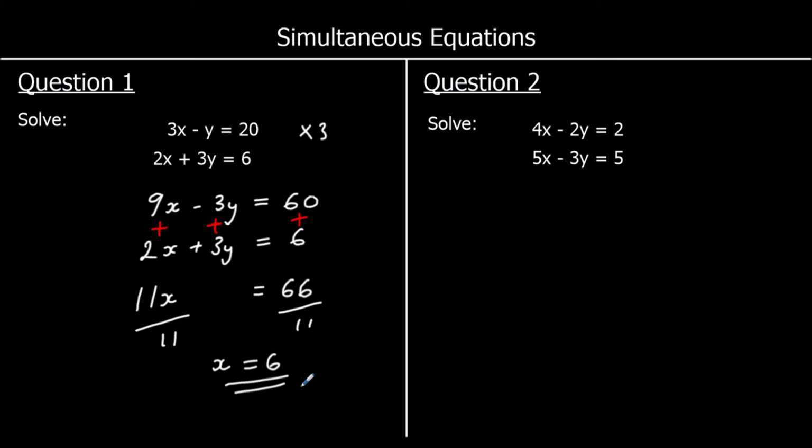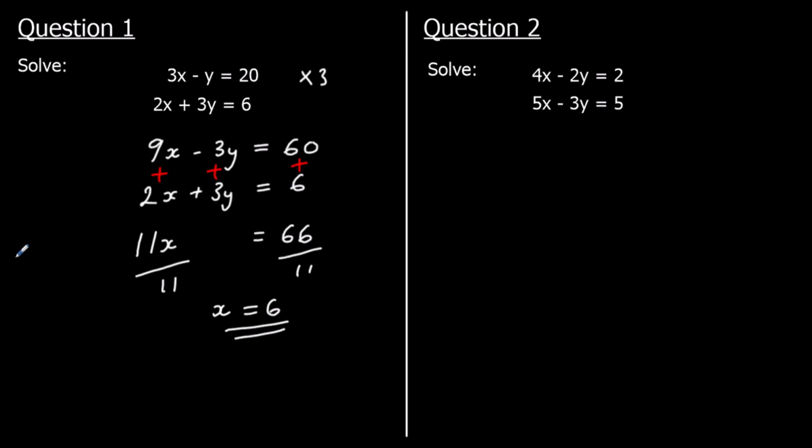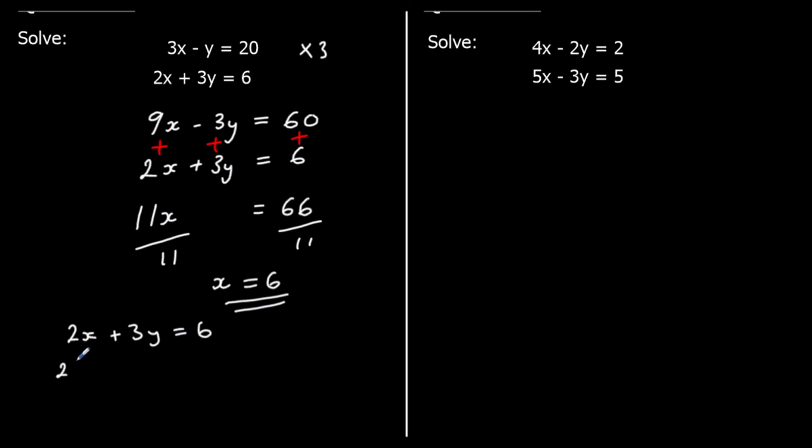So we know what x is now, and we can use that to find y. So I'm going to substitute this 6 into one of my equations. It doesn't matter which we use. I'm going to use the second one. So we know 2x plus 3y is equal to 6. But x is 6, so I can change x to 6. So I've got 2 6's plus 3y is 6. 2 6's are 12. So 12 plus 3y is equal to 6.